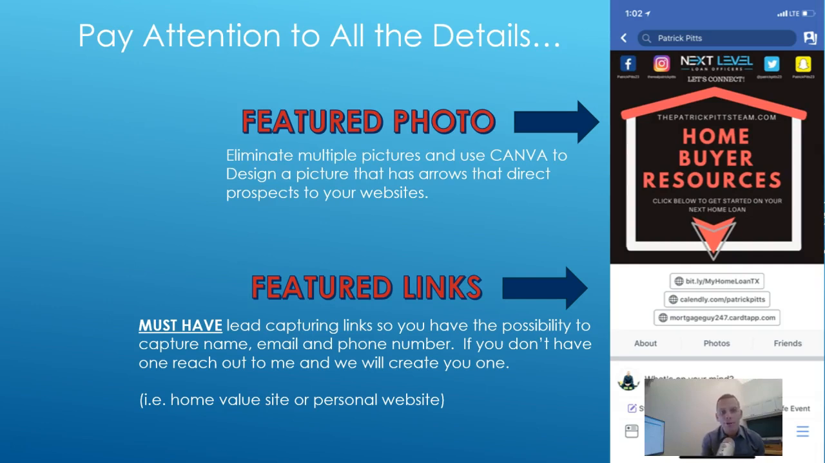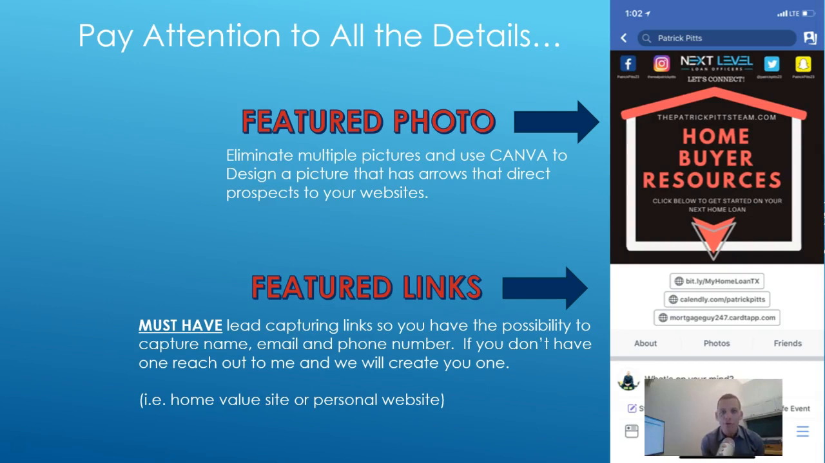Next is going to be your featured photo, right? Facebook gives you an opportunity to put in four or five pictures. I think it's five pictures right here in the featured photo portion of your profile. One thing I'd recommend is, if you just do one picture, it makes one big picture like you see right there. So I got on canva.com and was able to create a profile picture that shows all my social media links and where to find me, my website, and it also has an arrow pointing down to the next spot on your profile, which is your featured links, right?